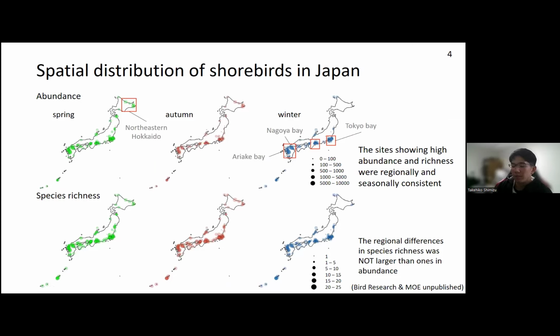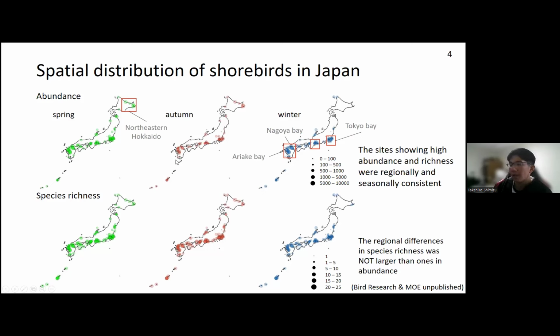So next, I show the spatial distribution of shorebirds' abundance and the species richness in Japan. Fundamentally, shorebirds are observed across overall Japanese coastlines, and some individuals were also observed in inland zones. However, sites showing high abundance and species richness are consistent between the indices and the seasons. That means Tokyo Bay, Nagoya Bay, and Ariake Bay were relatively higher.